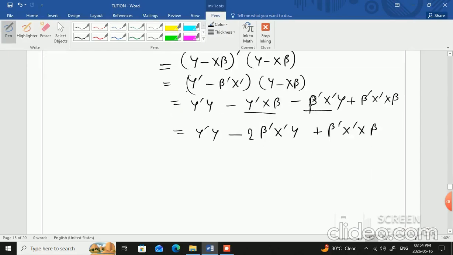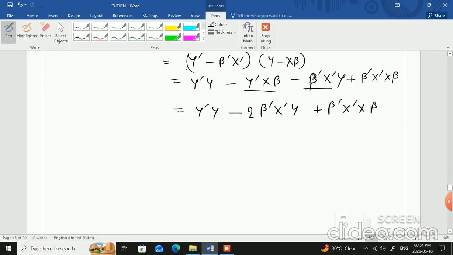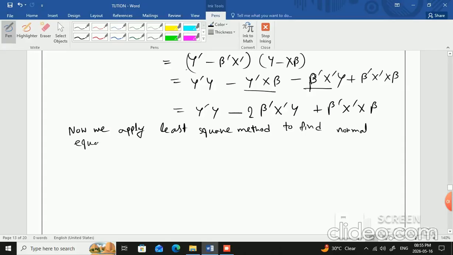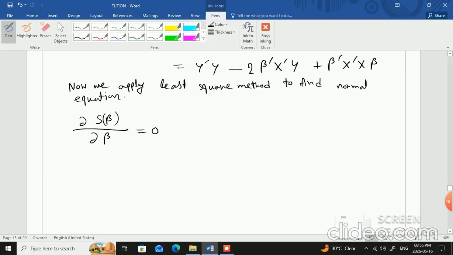Now we find the normal equation using the least square method. Now we apply the least square method to find the normal equation. So we take the derivative of S(beta) with respect to beta, and set it equal to 0. This is called the normal equation.